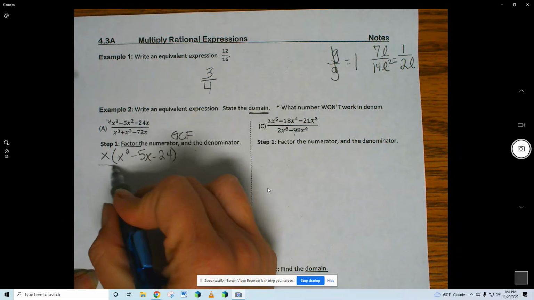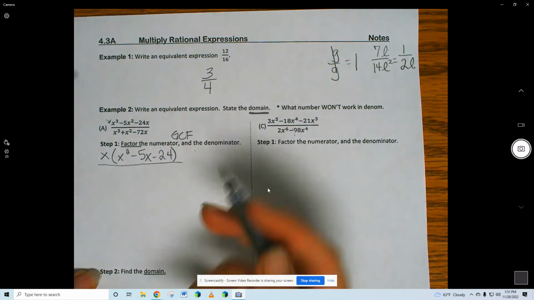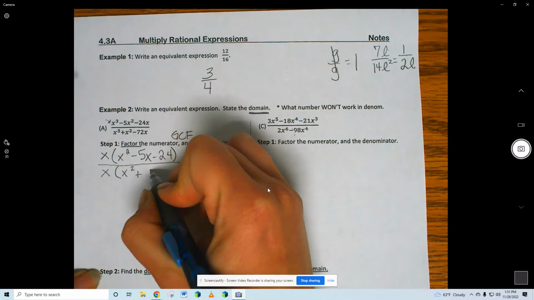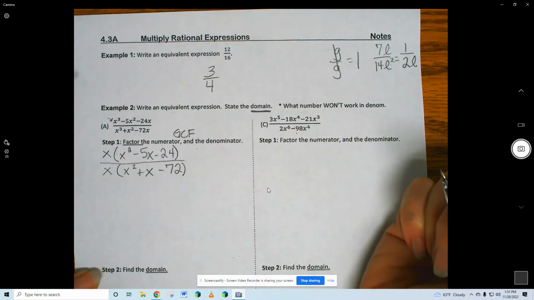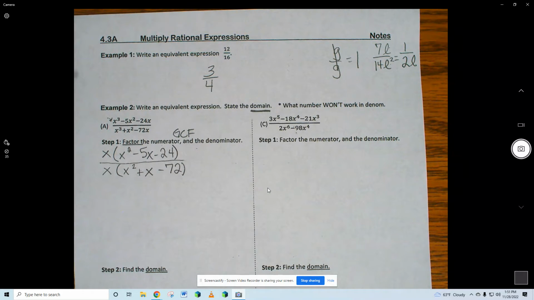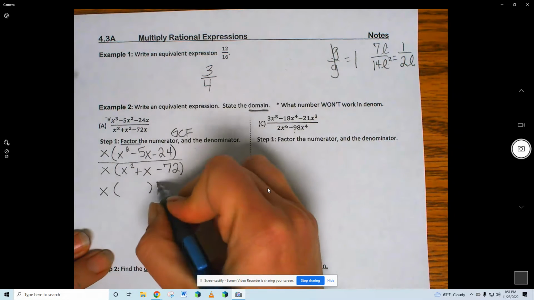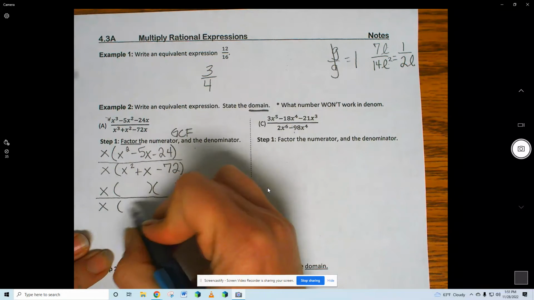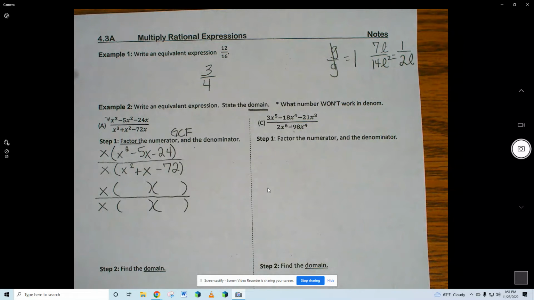In the denominator, how can I factor that? X also, correct. X squared plus x minus 72. Good. Well, it's a trinomial, so let's keep going. My numerator will become 2 parentheses. My denominator can be factored, and that'll be 2 parentheses.